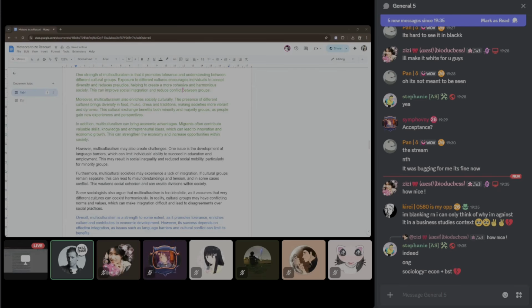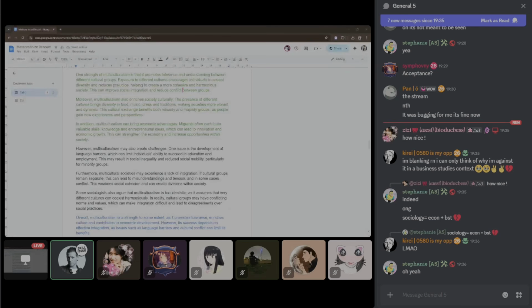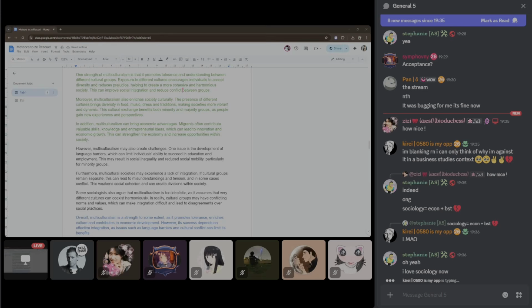Sociology equals econ plus business studies. But you forgot the most important subject that comes with sociology, which is psychology. Sociology is the study of people in groups, whereas the only difference between this and psychology is that psychology focuses on the individual. Sociologists group people and study how they live in groups, whereas psychology focuses on each individual person.